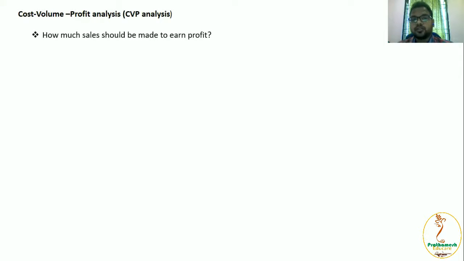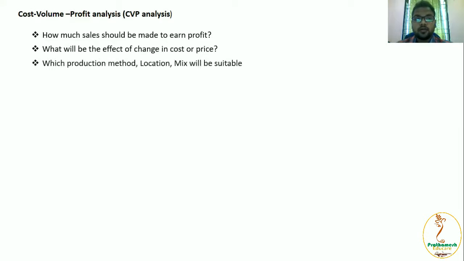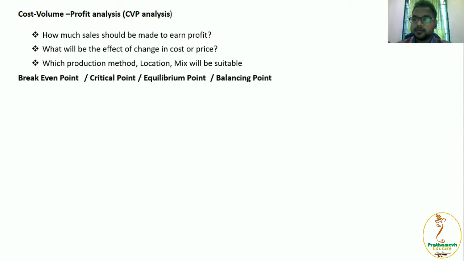How much sales should be made to earn profit? That I have told right now. What will be the effect of a change in cost price? Which production method or location or mix will be suitable? To find the answer to all these questions, we use break-even point analysis. There are other names for this one: critical point, equilibrium point, balance point. Let us understand it carefully.